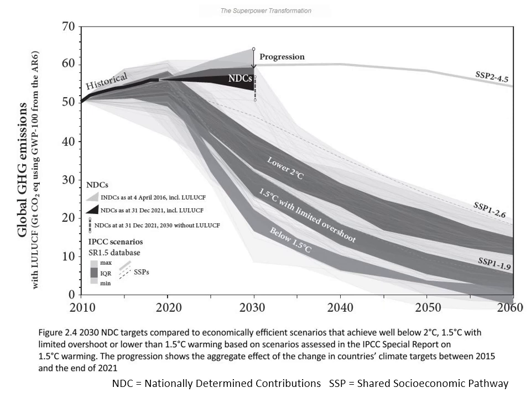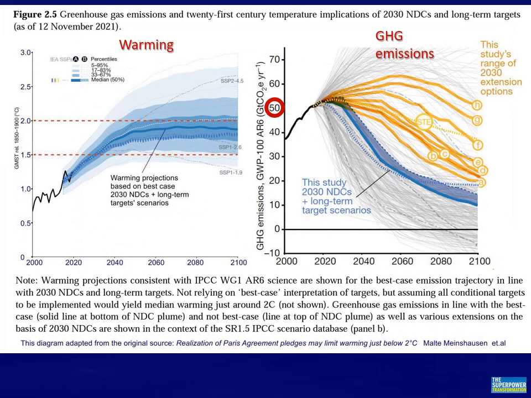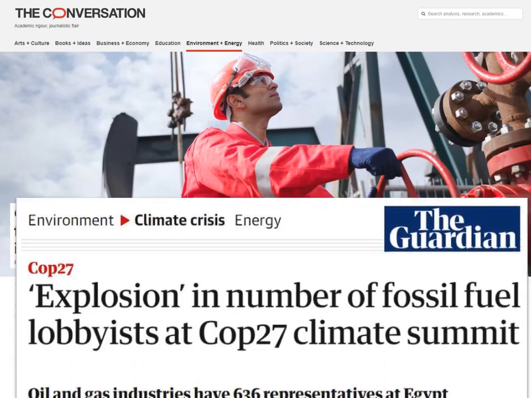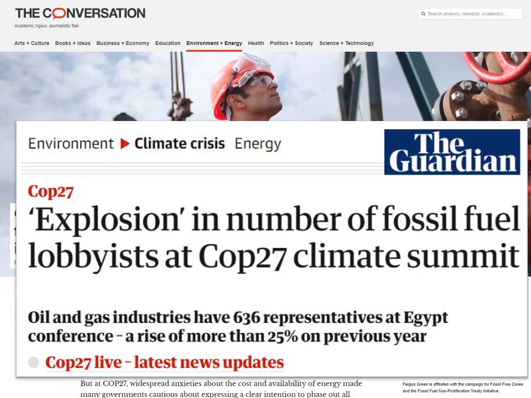Now in the book there are a lot of pretty complicated looking graphs that I don't have time to go into now, but I'll just very quickly show you a few. Basically the message, of course, is that if we want to keep warming to less than 2 degrees, we've got to cut emissions according to the blue line in the right hand graph, much faster than most of the predicted ones. But of course we saw in COP27 that we flinched out on phasing out all fossil fuels. The explosion in the number of fossil fuel lobbyists at COP27 ensured that nothing too serious came out of it.